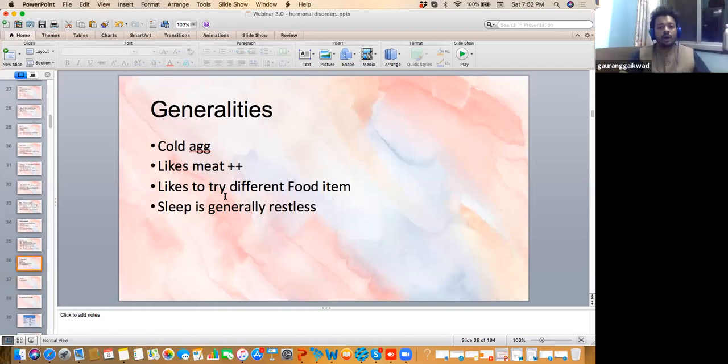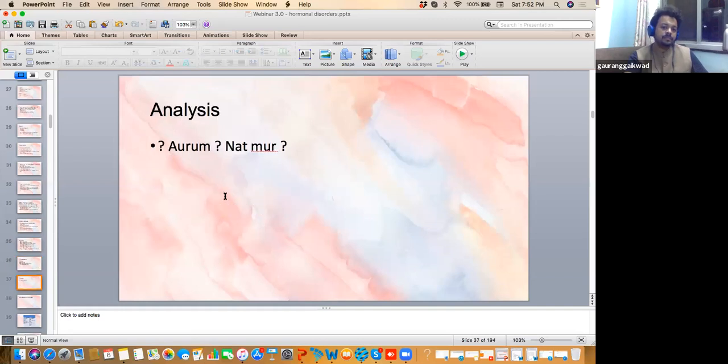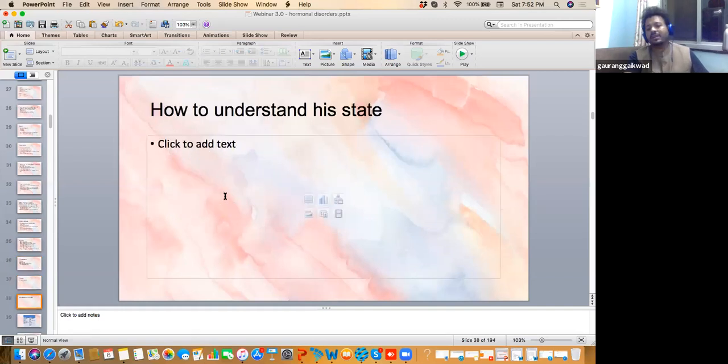Now, this is the case. How do we analyze this case? Let's think. This is the way you have to understand. Once you do a case, all cases are different, and you have to think, how do we analyze this case? When we analyze this case, I try to understand the state.